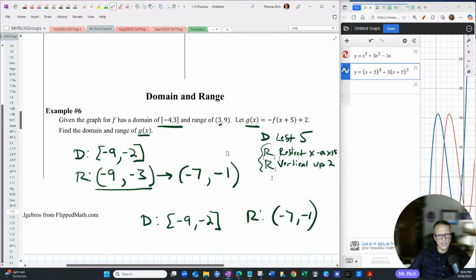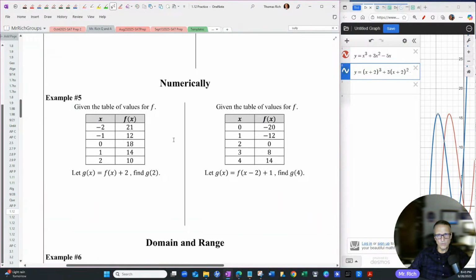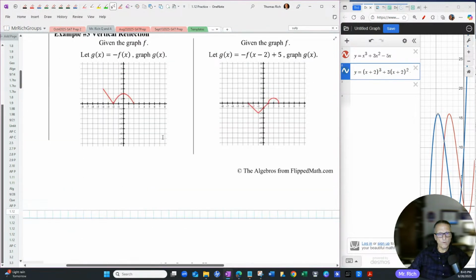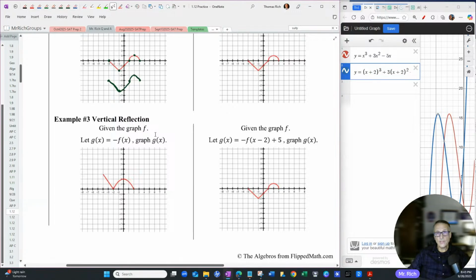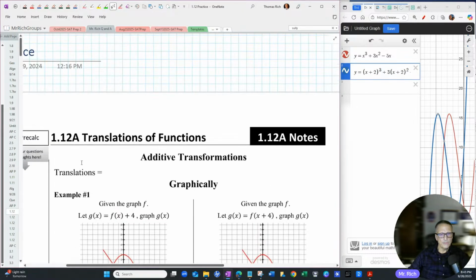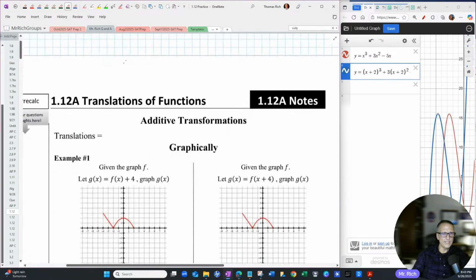All right, well, that is kind of the overview of what you have to know for translations, or what we would call, generally speaking, transformations of functions. And the way they split it up in the AP curriculum is they call them, in the first part, translations. That's where you're moving things left or right, or maybe reflecting.